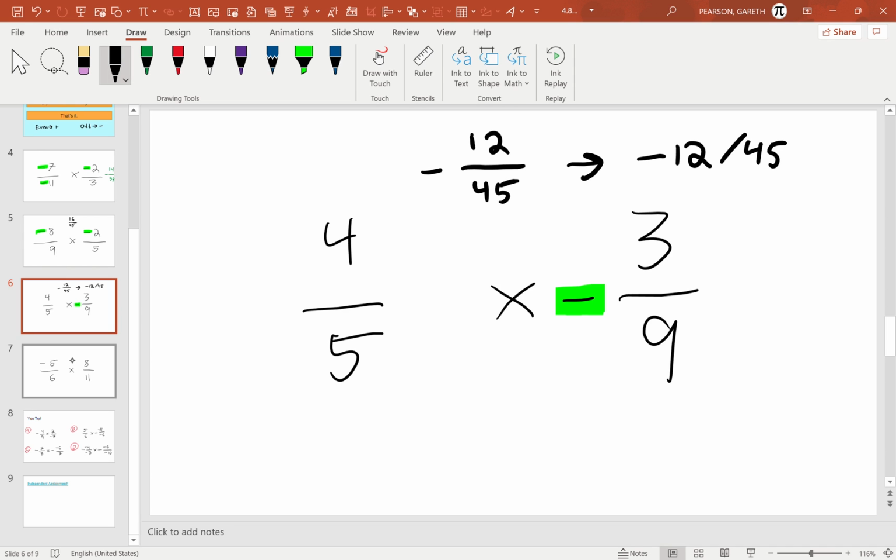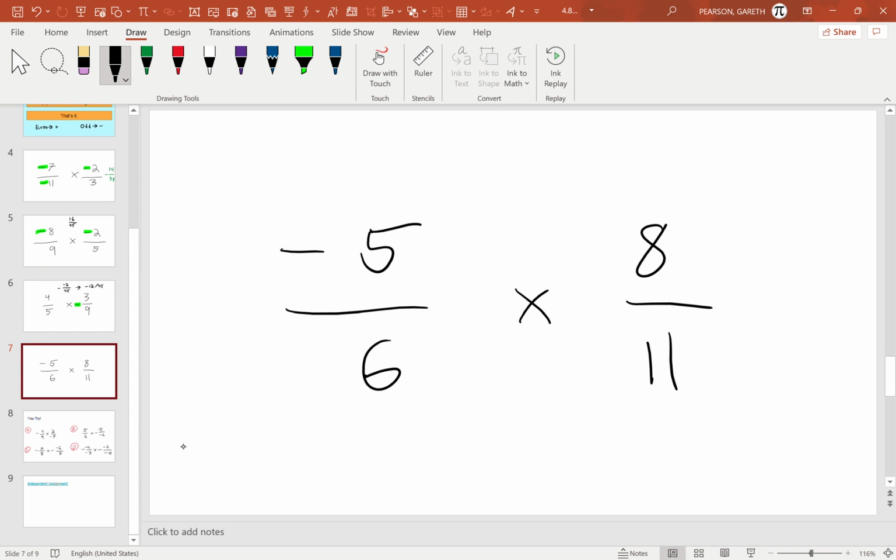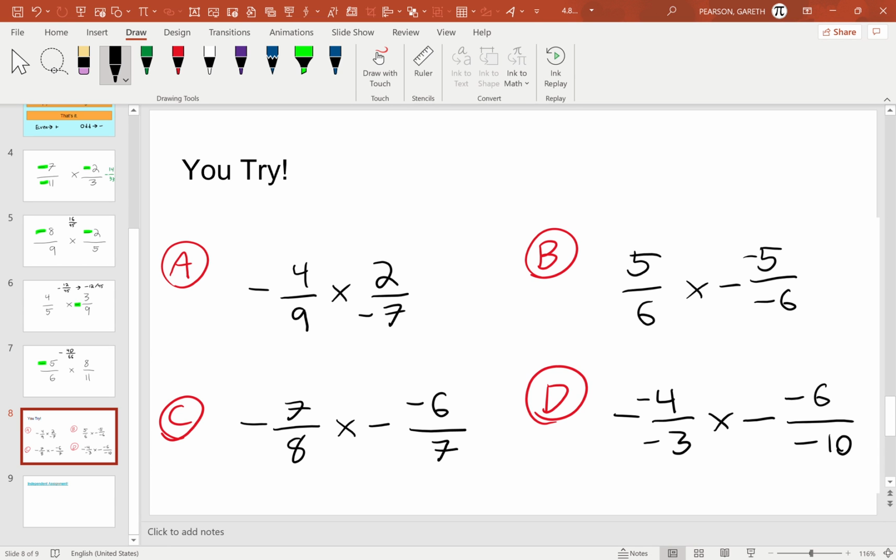Okay, moving on. So here we have, let's do the numbers. 5 times 8 gives me 40, and then 6 times 11, 66. Can I simplify? Yes. Am I requiring you to? No. Okay, 1 negative sign only. So 1 is an odd number. The answer is going to be negative. For these, I encourage you to pause the video and try and work it out on your own. It's actually pretty simple. Okay, let's go.